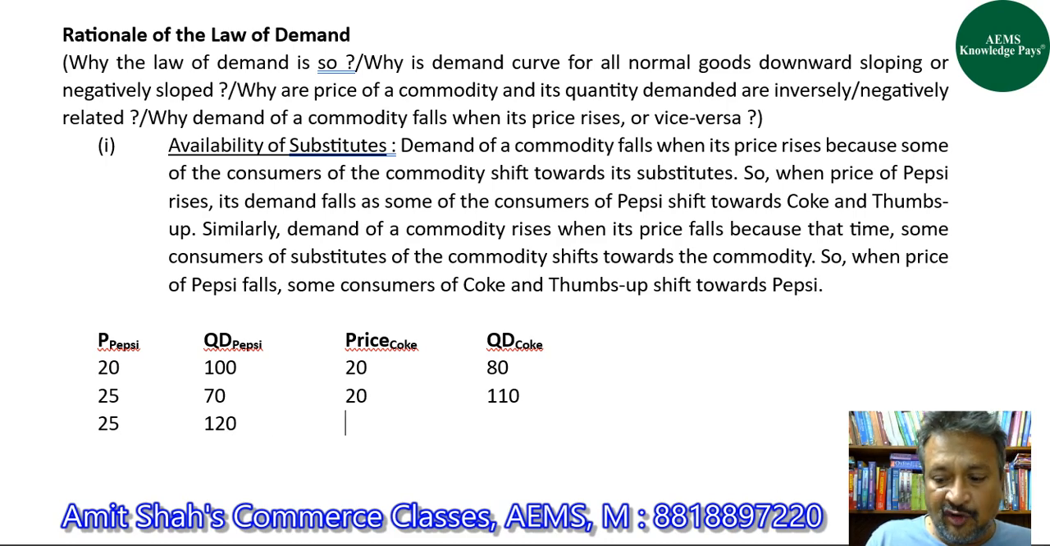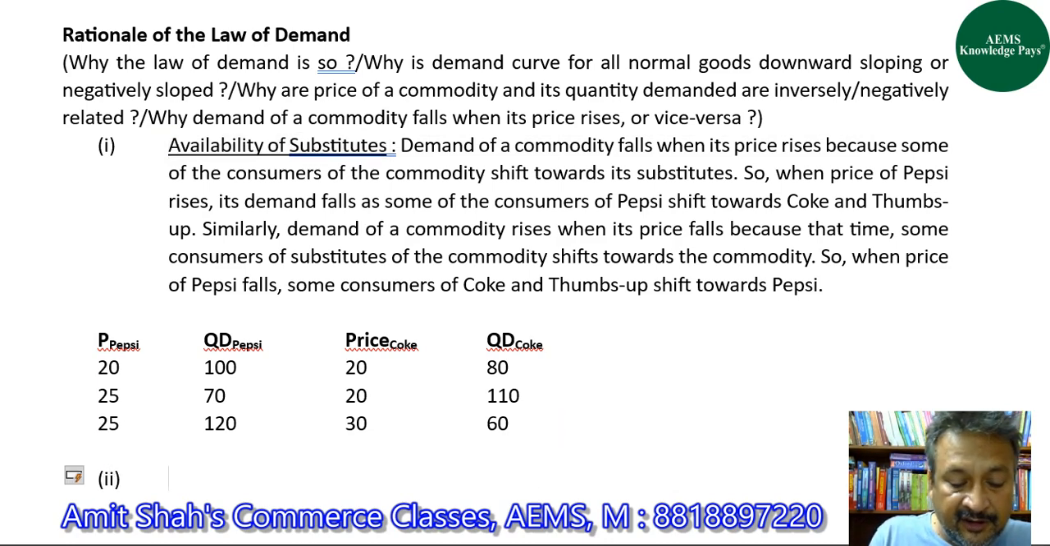Now, in case price of Coke rises, its demand will fall. Why? Because some of the consumers of Coke now will shift towards Pepsi. So here, fall in demand of Coke is 50 bottles, and with 50 bottles, demand of Pepsi has risen because there is no change in its price. And this is because of availability of substitutes. I hope you have understood this.